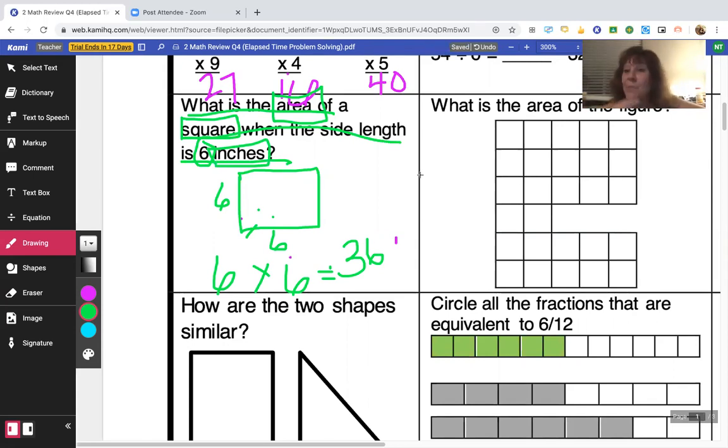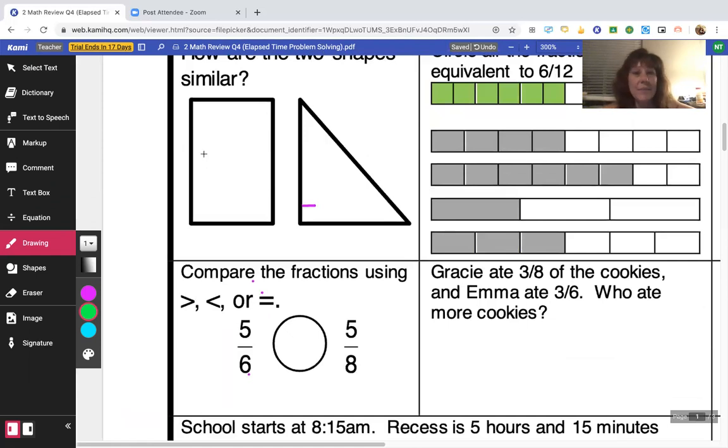Okay. If we were finding perimeter, we would have just added all the sides, right? If it had asked for perimeter, we would have been doing 6 plus 6 plus 6 plus 6, right? They didn't ask for that. They wanted area.